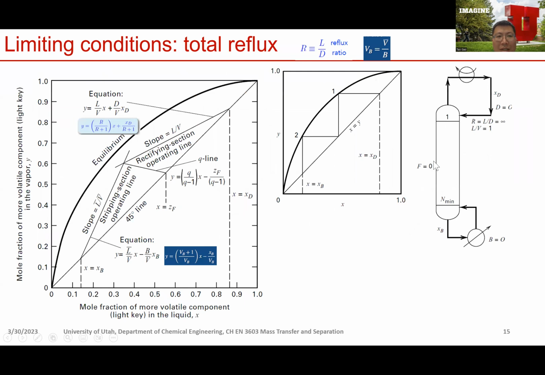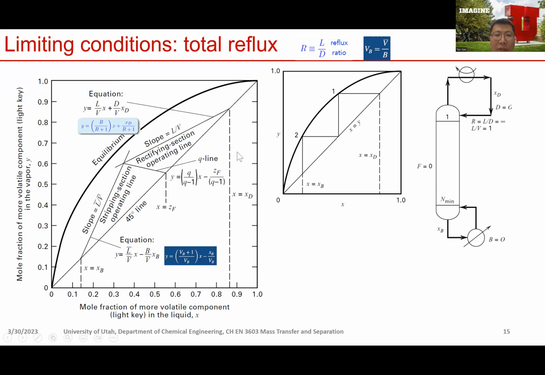Okay. Lastly, let's look at 2 limiting conditions. So here we have a distillation column in which we basically return all the condensed liquid back to the tower, right? So that we have D equals 0, L equals R. So L equals basically all the condensed liquid. So R is infinity, okay?